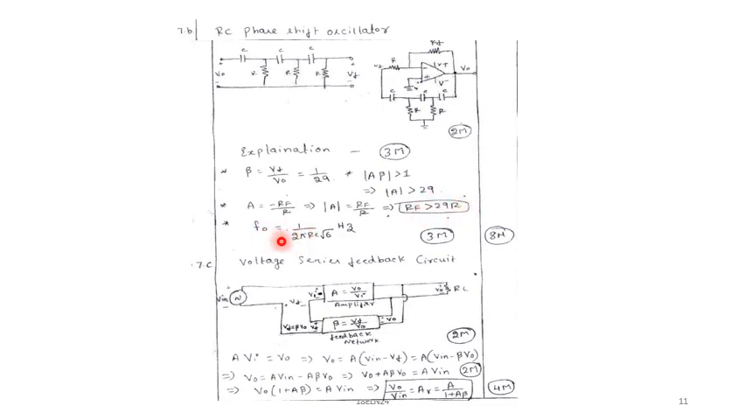From this you can write RF, the feedback resistance, is greater than 29 times R. Then the frequency of oscillation is given by 1 by 2 pi RC into square root of 6. So this is the frequency of oscillation equation. So if you write these 3 equations, you'll get 3. So it is 2 plus 3 plus 3. So explanation 3, circuit diagram 2, then the equations 3. So this is about RC phase shift oscillators.